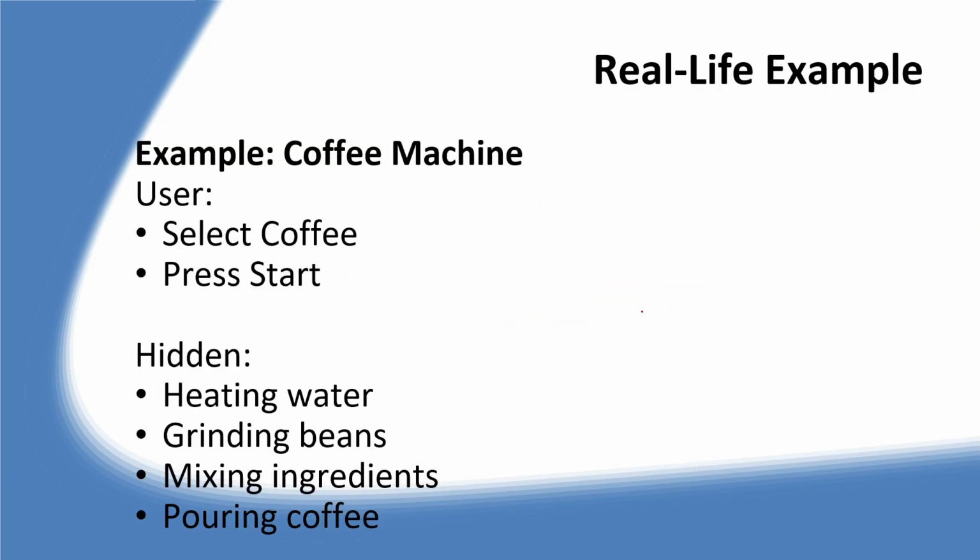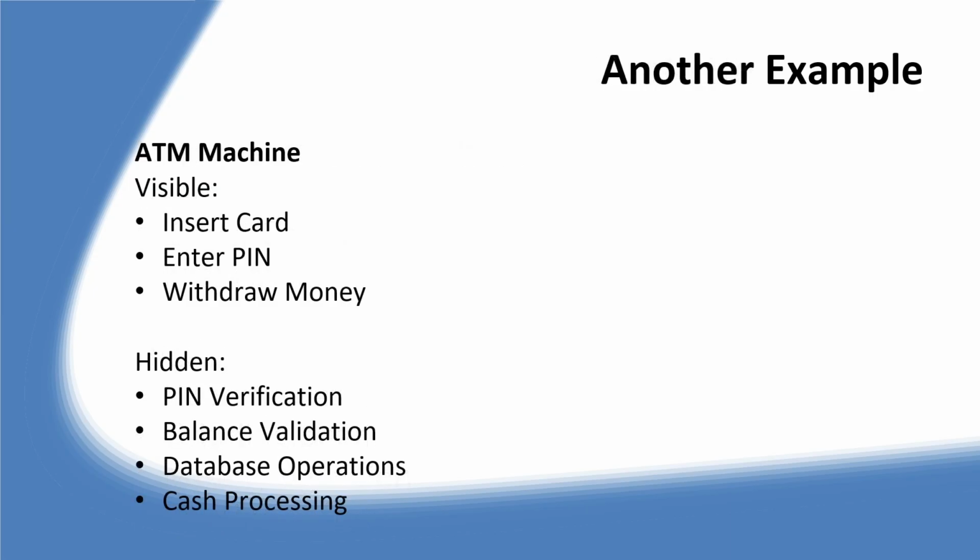Okay, let's take one more example so we will have better clarity. Let's say an ATM machine. As a user, you insert your card. Then what next? You enter your PIN. Then you withdraw cash. This is the process in an ATM machine. You never see how PIN verification is going on, how your balance validation is going on, how the bank communicates with its different servers, performing different database operations.